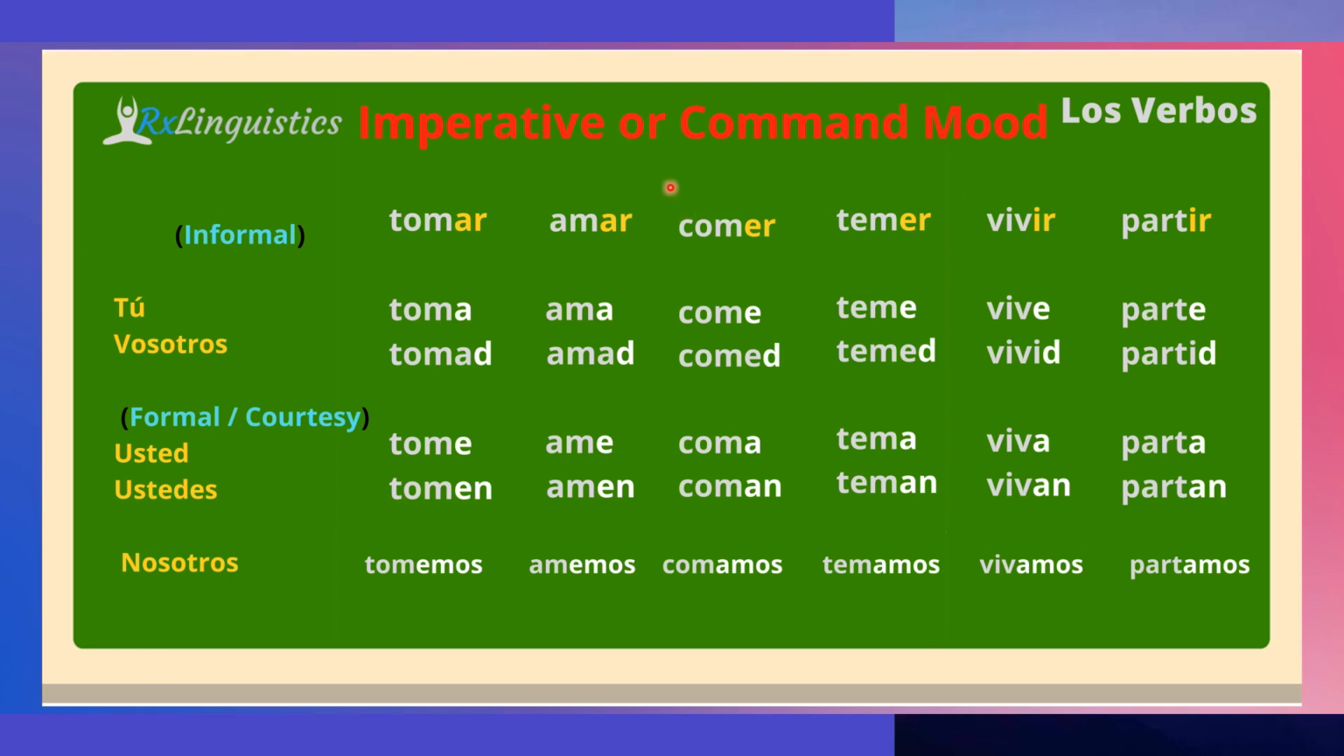Well, as I was saying before, when you are in a situation where you have to give advice or request something, you resort to command, also known as imperative. Okay, so for the 6 verbs that we have studied earlier, tomar, amar, comer, temer, vivir, partir, these are the informal commands. Okay, obviously you don't use yo in the command because you are not giving orders to yourself.